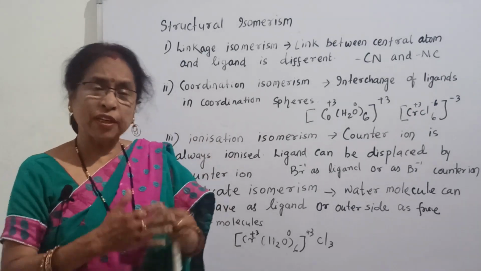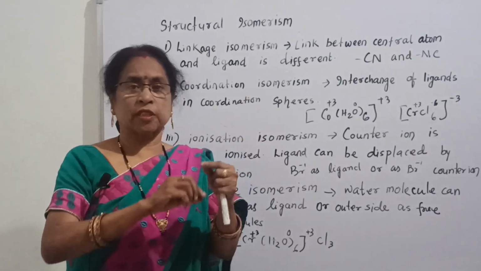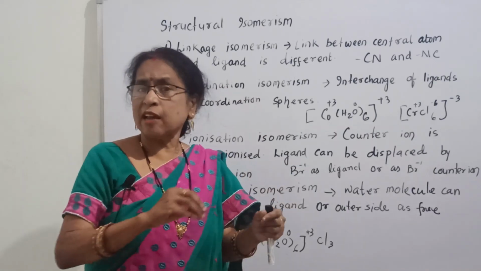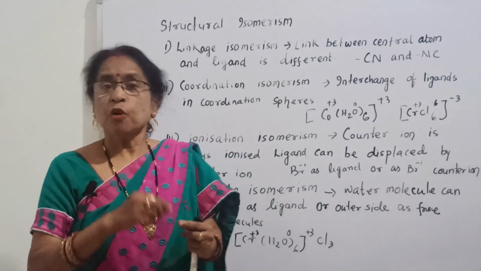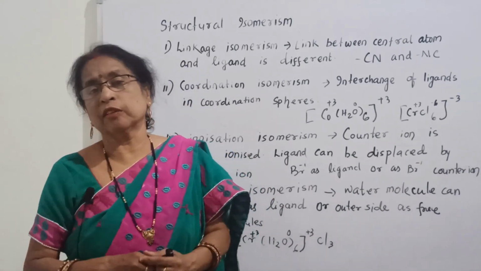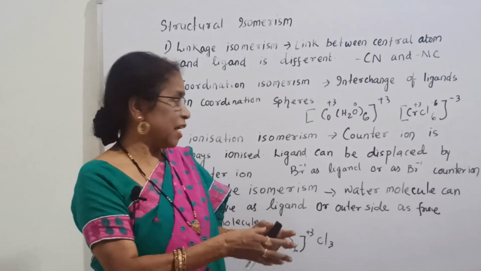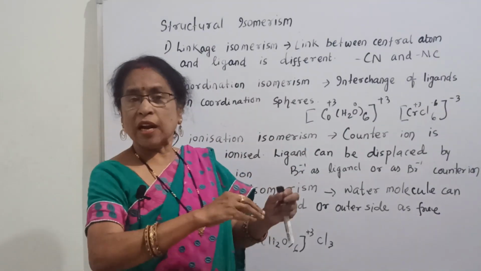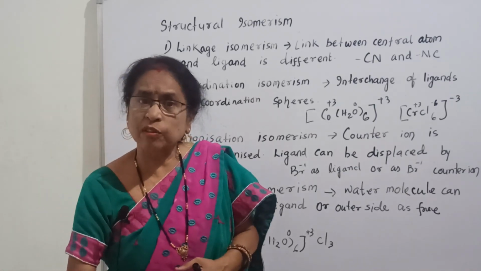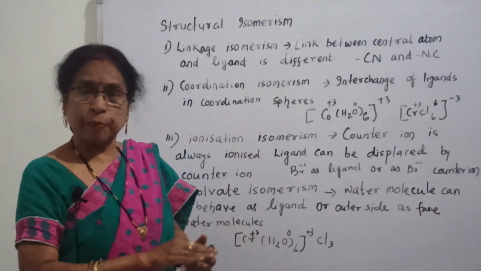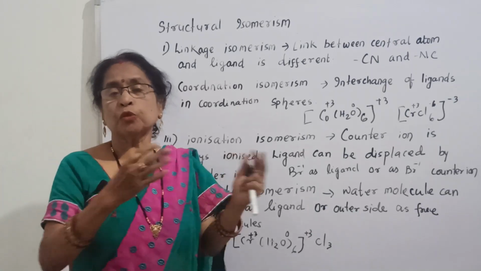Ionization isomerism. What is meant by ionization? In the coordination sphere, the complex ion having a superscript positive charge is called a cationic complex. After that you see some ions are there which are called counter ions, and that will give what test? Acid radical test. Inside the coordination sphere, one ligand will go to the outer side and act as a counter ion, and the outer side counter ion will come inside the coordination sphere.